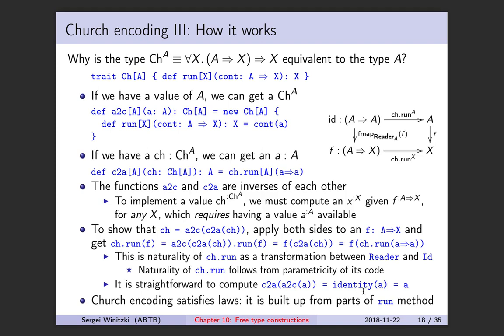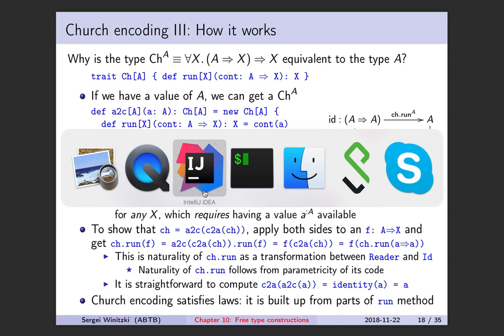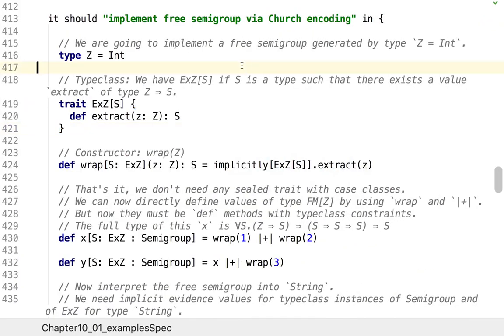And so since we know that the run method for free type classes satisfies the laws, it follows that the church encoding of a free type class will automatically satisfy the laws of the type class. So this is a very nice property of the church encoding. Let us look at the code of church encoding a free semigroup.